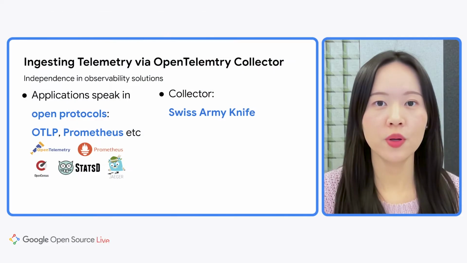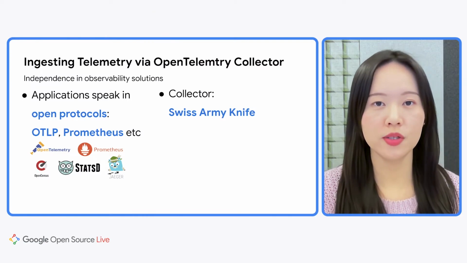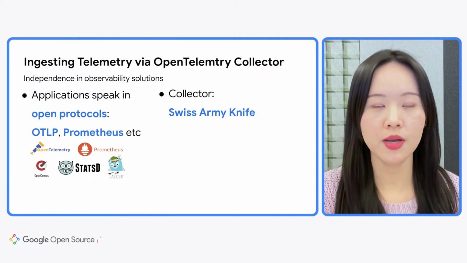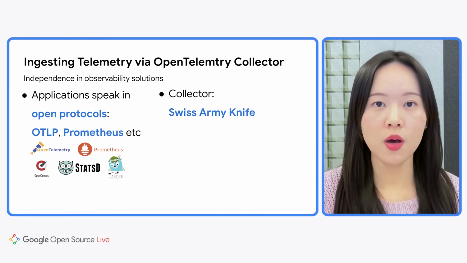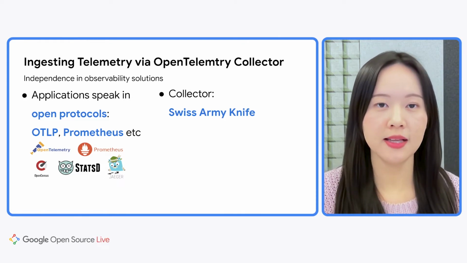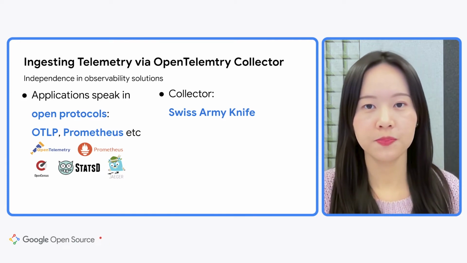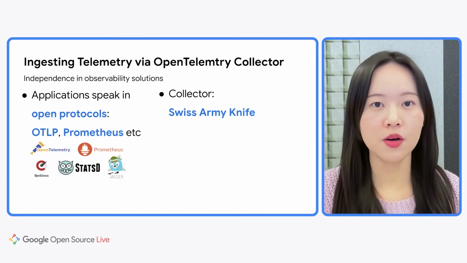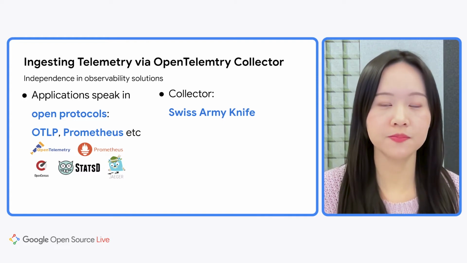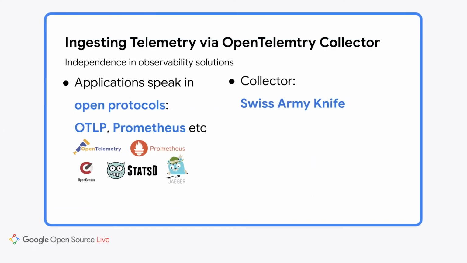So OpenTelemetry supports many open protocols that a lot of these applications can speak. For example, on the metric side, it supports the modern OpenTelemetry protocol and Prometheus protocol. It also supports some of the older protocols like StatsD and OpenCensus. On the trace side, it supports Jaeger. That is a very common trace protocol as well. In addition to this, the collector itself is also more or less like a Swiss Army knife that can enable us to do many customizations. We'll show a little bit more details in the next slide.